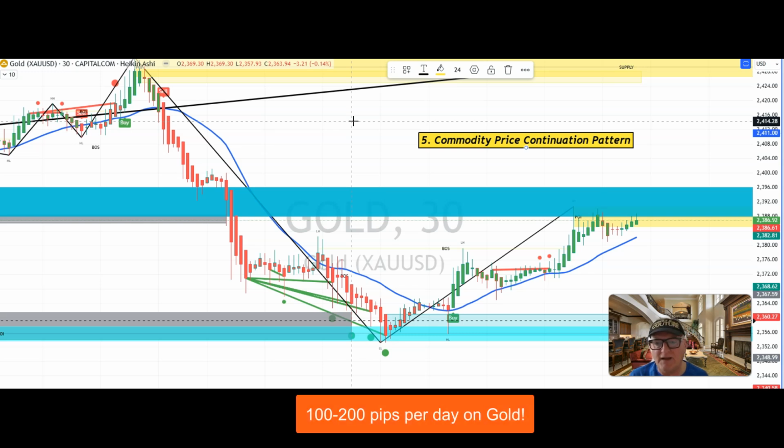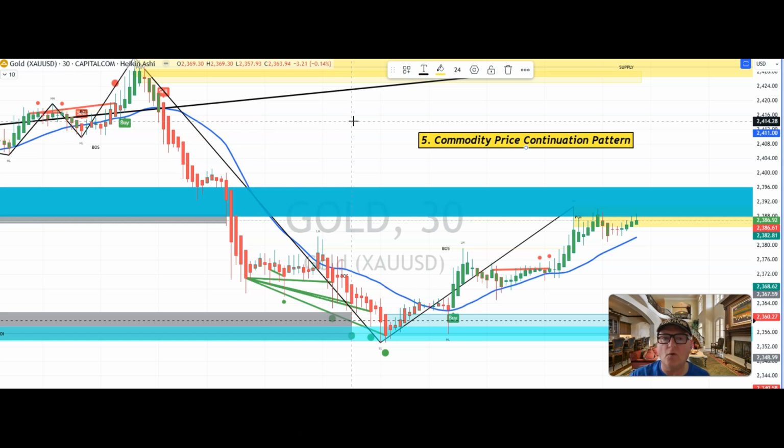You can bank 100 to 200 pips in a day with gold as an example, or silver or oil. So this works on oil, this works on silver, it works on gold. So it's totally up to you which one you want to use, but this technique's really, really good.